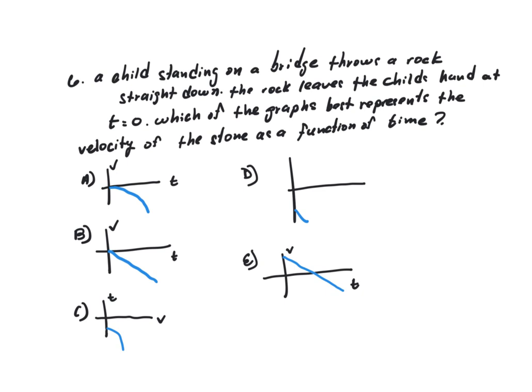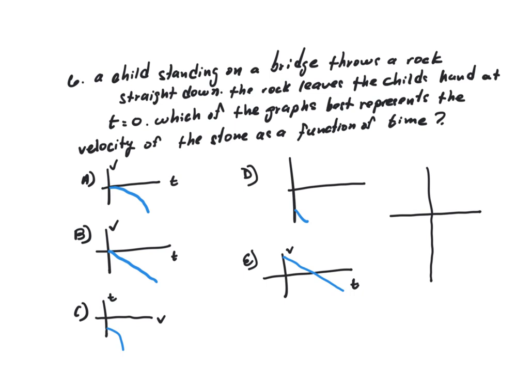Okay, so to do this, don't even look at the graphs, right? Just do your own graph. So construct your own graph. The question states that the child throws the rock at time 0. So there's no force, there's no acceleration, there's no velocity, there's nothing, just constant acceleration through gravity, which is 9.8.